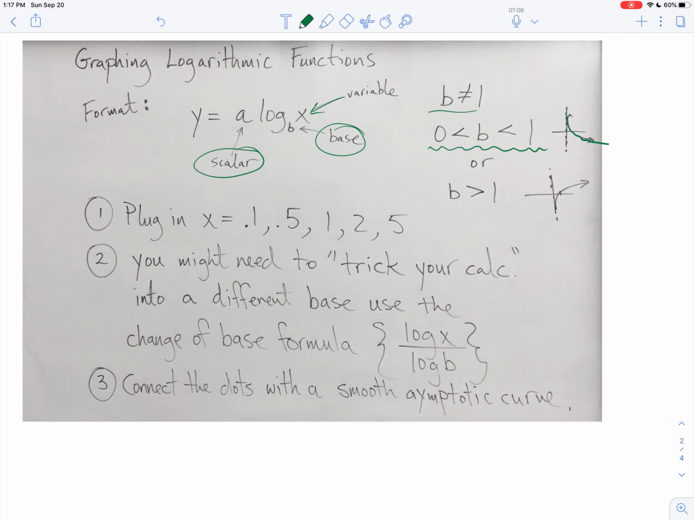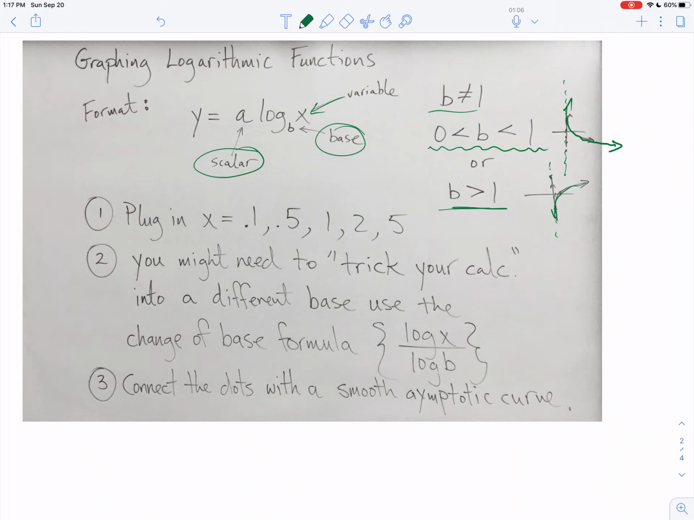This guy right here, swooping down. And you can see I put a little asymptote action there. And if the base value is bigger than 1, you're going to have this type of guy. So it's swooping up, right? So very similar in a completely opposite way is how logarithms behave.